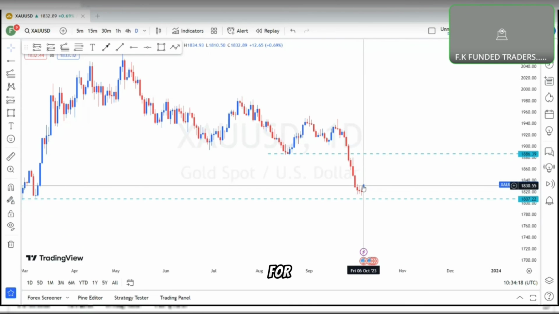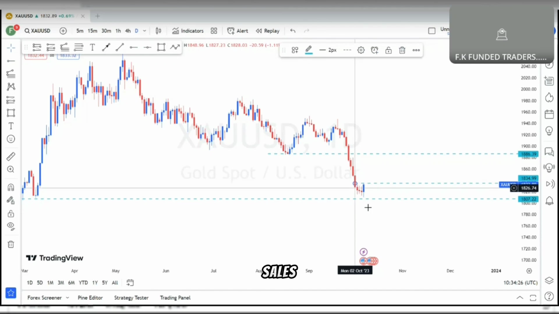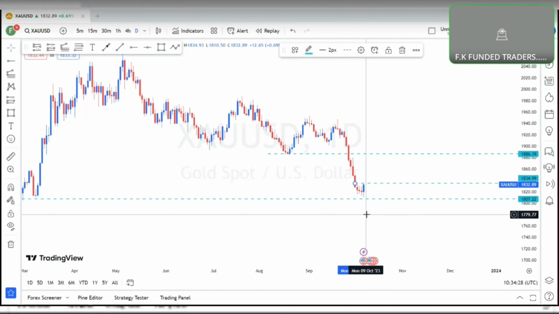You have to wait for the coming candle. The next candle that will come will determine whether you go in for buys or you go in for sells. Hope I'm very clear. So that's what I was doing there.